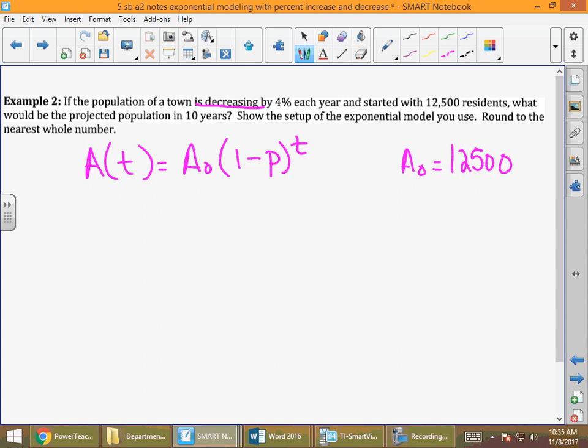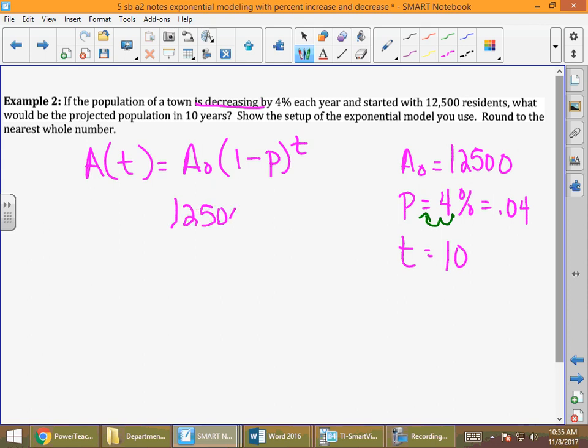Our percent is 4%. Now remember, we need to convert 4% to a decimal. So we're going to take this and move it 1, 2 to the left, which is 0.04. And then there's our time. Our time is the 10 years. And we fill it in. 12,500 times 1 minus 0.04 to the t, which is 10.